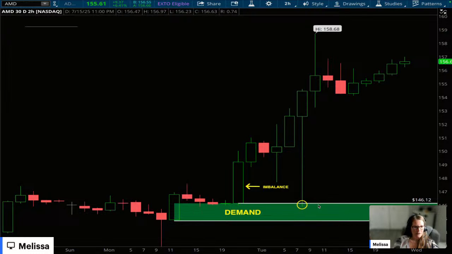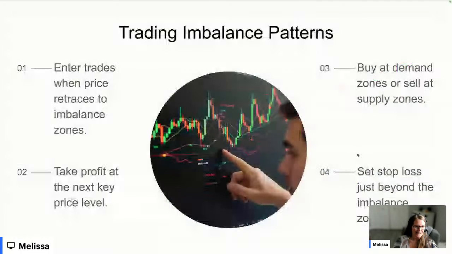Catching this move, buying at or around 146 would have, in 4 hours, profited $12. That is a $12 move from this imbalance zone or buy zone. All right, so that is pretty powerful.